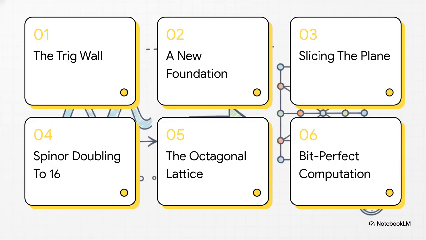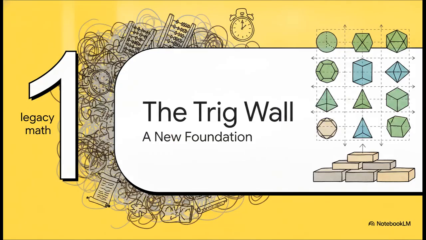To deconstruct this, here is our roadmap. First, we'll look at hitting the trig wall, then lay a new geometric foundation, slice the Cartesian plane, explore spinor doubling to 16, build the octagonal lattice, and finally arrive at bit-perfect computation. Okay, let's jump right into sections 1 and 2, hitting the trig wall and building a new geometric foundation.